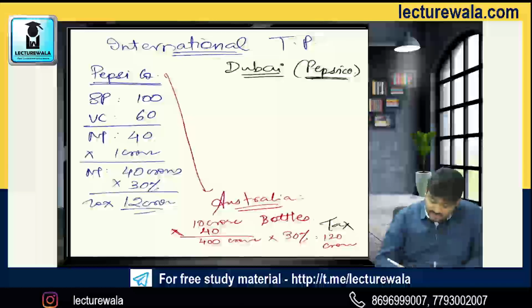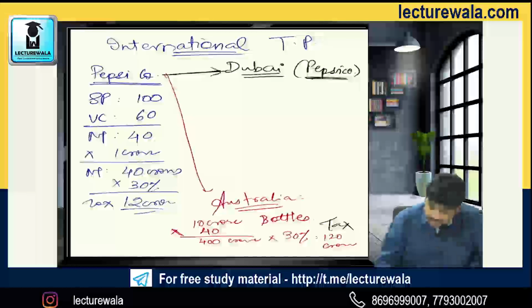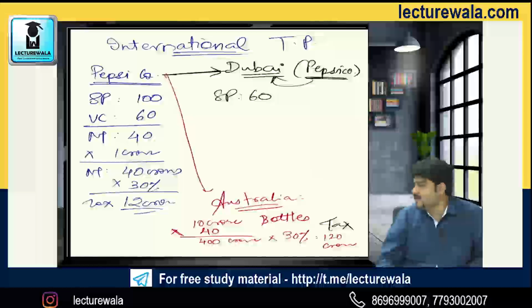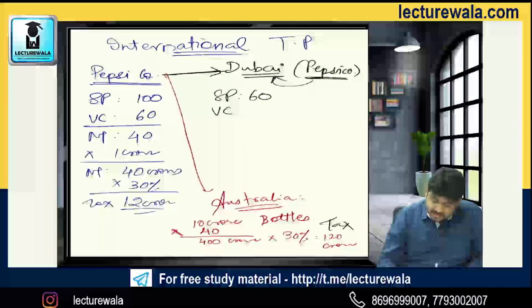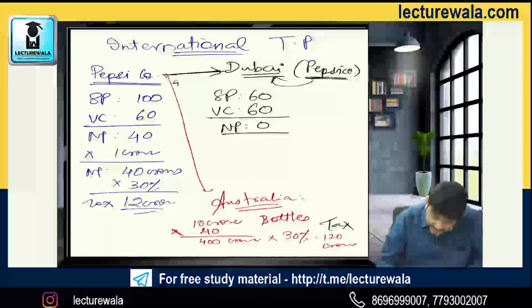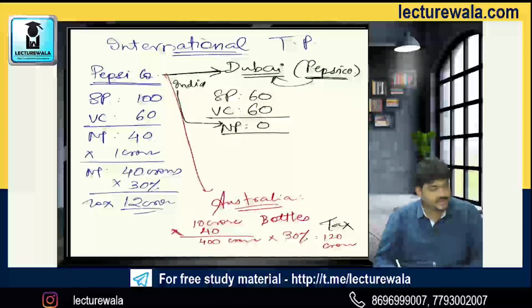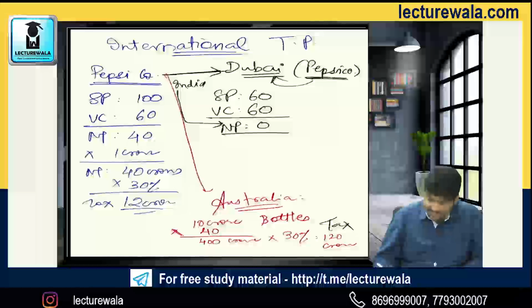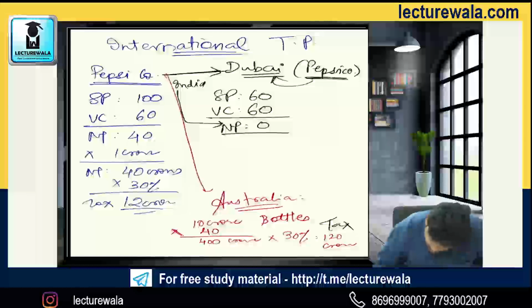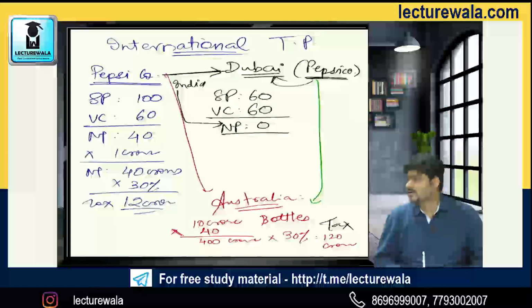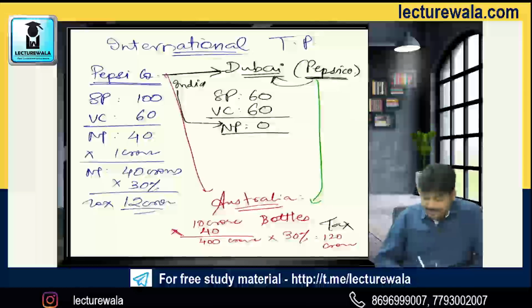So what they did is PepsiCo sold the goods to Dubai PepsiCo at a selling price of 60. Variable cost of making this is how much? 60. So how much is the profit that they made? Zero. Now PepsiCo India makes how much profit? Zero. Why? Because they keep a selling price of 60, variable cost is 60 only, net profit is zero. And then they ask Dubai PepsiCo to sell it to Australia.